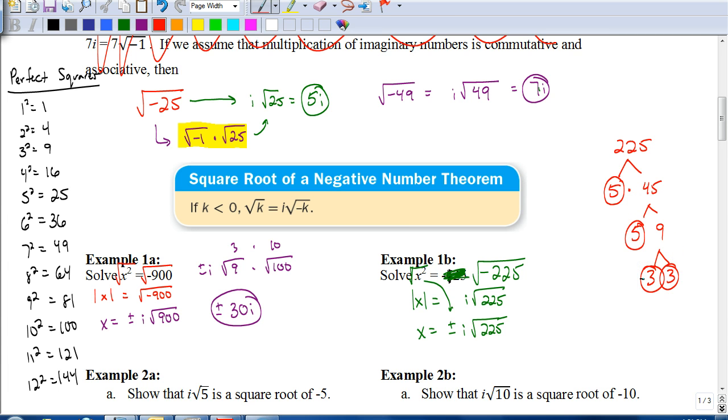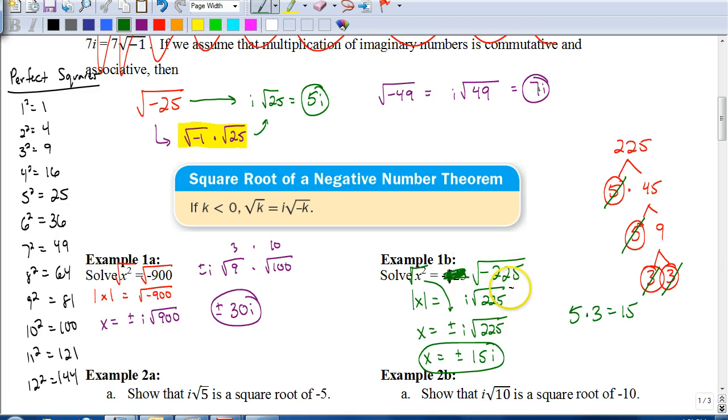So now when I go to simplify this, square root of 225, here's what I do. For every two of the same number, I get to take one out of the radical. So the fact that I have a 5 and a 5 means I could take out a 5. And a 3 and a 3 means I could take out a 3, so I get 15. So in other words, x equals a positive and negative 15i. The square root of 225 is going to be 15.